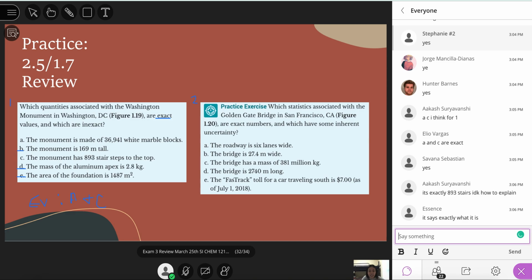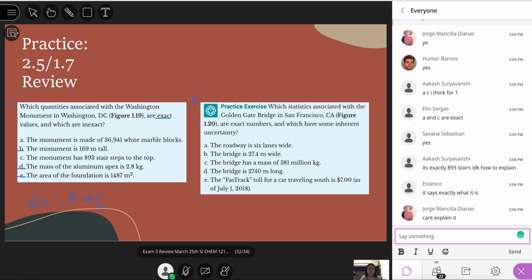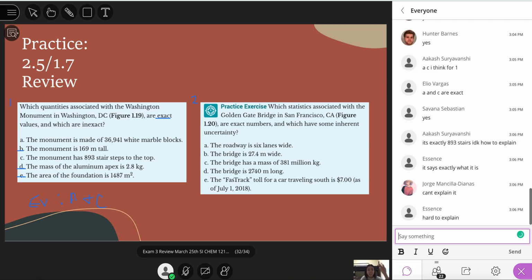Okay, so that's exactly what it is. You guys are all there in a way, but actually exact values are what can be counted. If you can count it, then it's an exact value. Like the 36,941, you can count that. I mean, it'll take forever, but you can count it. And then C, there's 893 stairs. You can count it. The monument is 169 meters. You can't count that. You can't go 1, 2, 3 counting the meters up above you. It's just too much. So exact values are values you can count, like exactly 893.